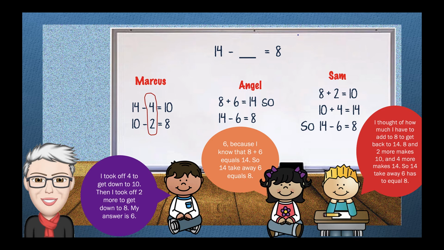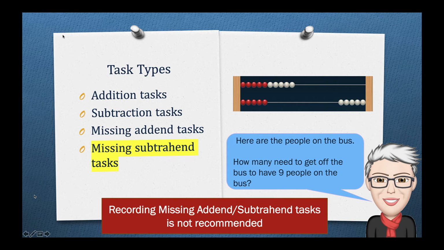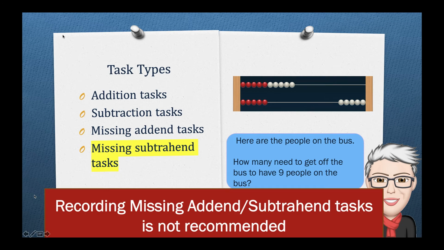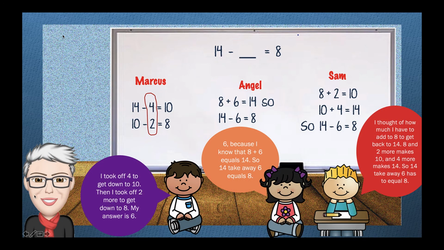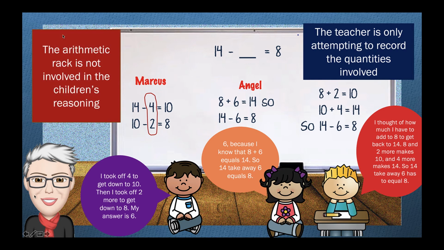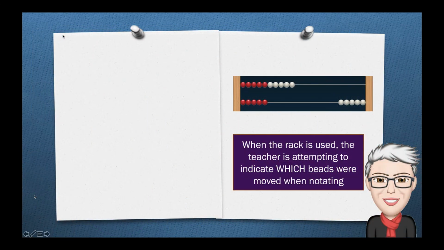We want to make one additional remark about the notation shown here. In part 2 of the structuring numbers sequence, when the rack was still an integral part of the tasks, we recommended that the teacher not notate missing addend and missing subtrahend solutions. But here we suggest notating these solutions. Why the difference? The difference lies precisely in the fact that the rack is not involved in the reasoning here. Therefore, here the teacher is only attempting to record the quantities involved. However, when the rack is used, the teacher is attempting to indicate which beads were moved.